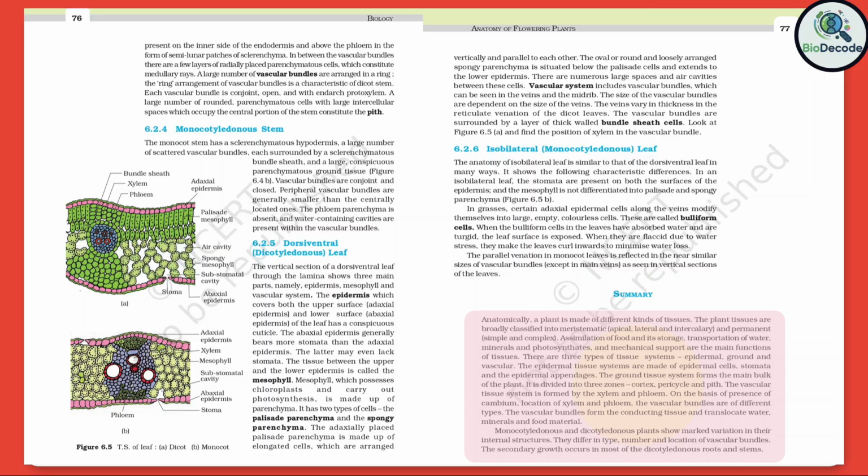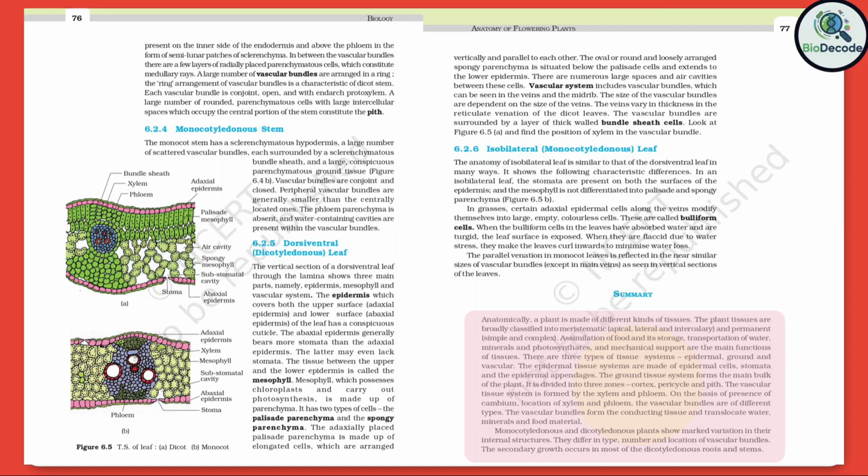Plant tissues are broadly classified into meristematic, including apical, lateral, and intercalary, and permanent, which may be simple or complex. Their major functions include the assimilation and storage of food, transport of water, minerals, and photosynthate, and mechanical support. There are three main tissue systems: epidermal, ground, and vascular. The epidermal system includes epidermal cells, stomata, and epidermal appendages.